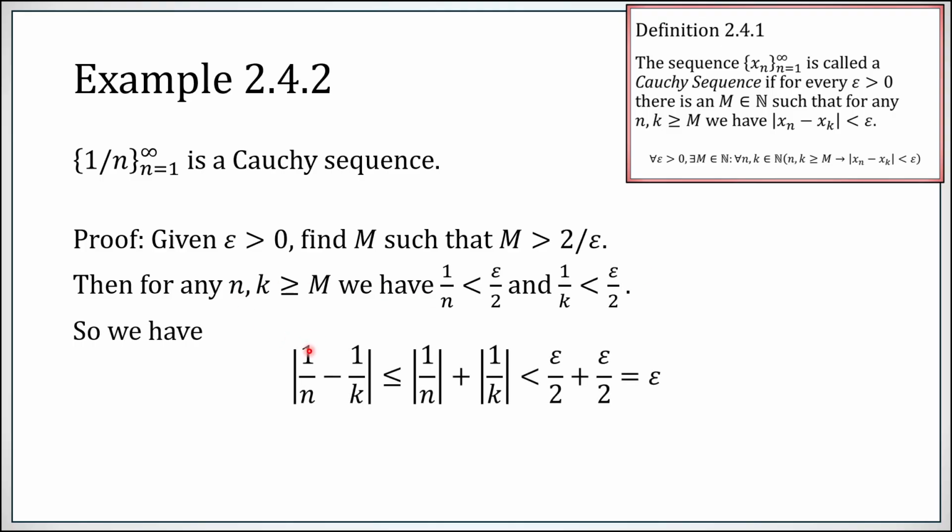Therefore, the distance between 1 over n and 1 over k, thanks to the triangle inequality, is no larger than the absolute value of 1 over n plus the absolute value of 1 over k. Absolute value is not necessary here, but both of these are less than epsilon over 2, and we're done.